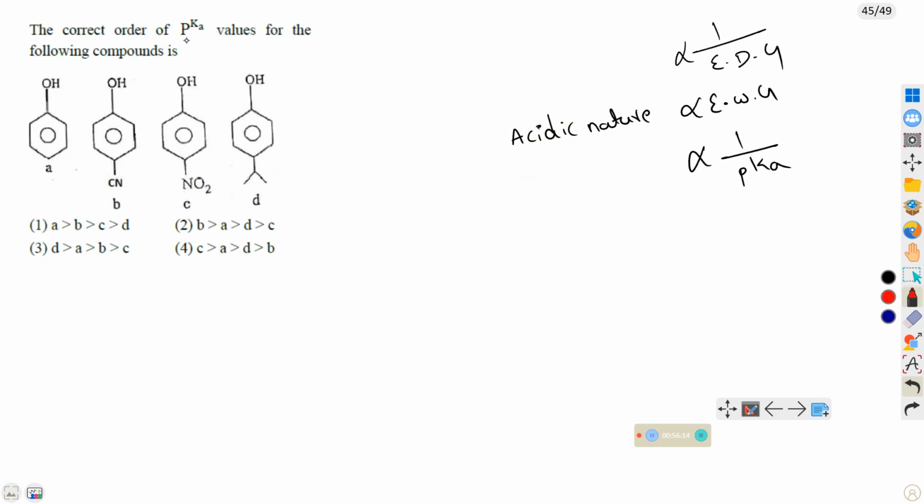The correct order of pKa values for the following compounds. This is an alkyl group. Yes, alkyl groups generally act as electron donating groups. Here neither an electron donating group nor an electron withdrawing group. The NO2 group is a very strong electron withdrawing group, and CN is also an electron withdrawing group. Starts with D, because acidic nature is inversely proportional to pKa, directly proportional to electron withdrawing group, and inversely proportional to electron donating group. Based on that, starts with D, ends with C. Third option.